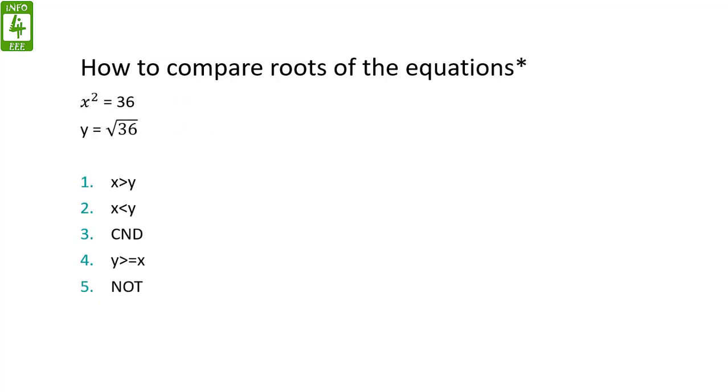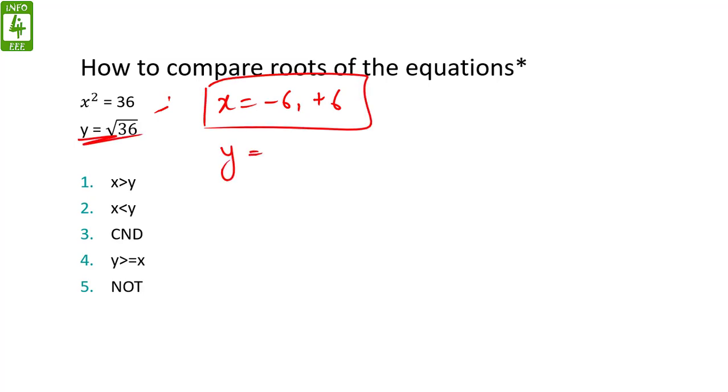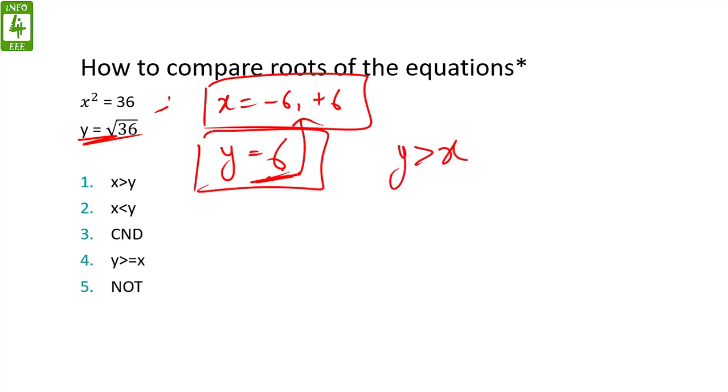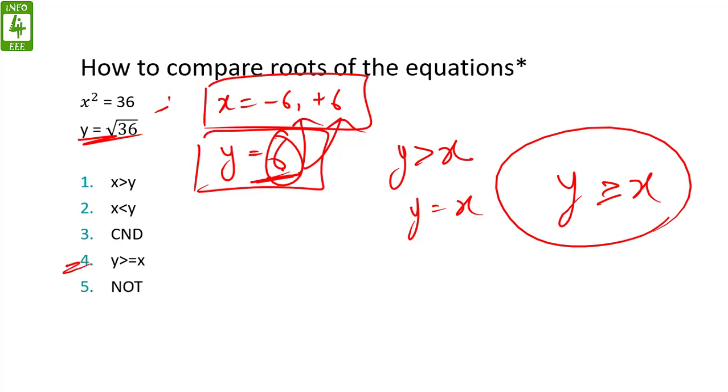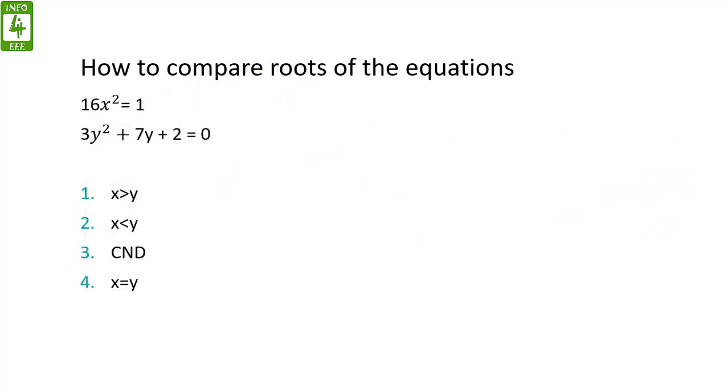And we also have a special case here. If you see x square is equal to 36, the values of x will be minus 6 and plus 6, but the value of y is under root 36, which is just 6. Now if you compare y with minus 6, y is greater than x. If you compare y with this, y is equal to x. So we can say y is greater than or equal to x. The answer will be 4.